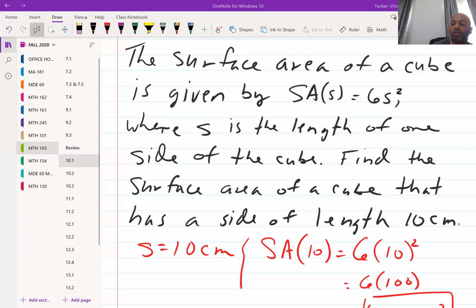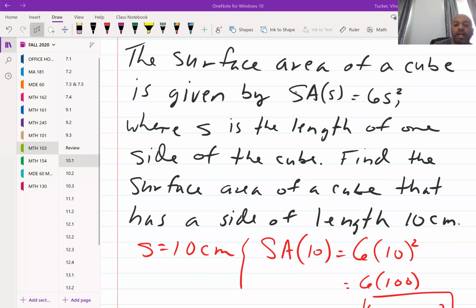All right. So said our side length is going to be 10 centimeters. I post chapter 9. Yes, I post chapter 9. That should have been last week. Yeah, chapter 9 should have been last week. Yep, just let me know if you don't see it so I can resend them or something like that.